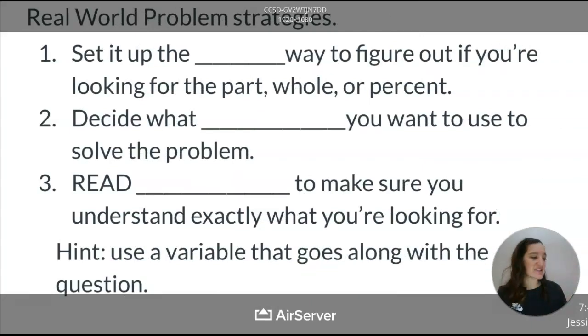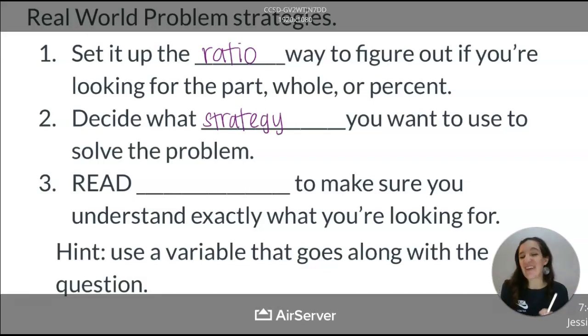So similar to what we did yesterday, you're going to start every percent problem the same, right? Set it up the ratio way. And then that will help you figure out if you're looking for the part, the whole, and the percent. And like we did last lesson, you know the different strategies for the different things you're looking for. Next thing you're going to do is decide what strategy you're going to use to solve the problem.